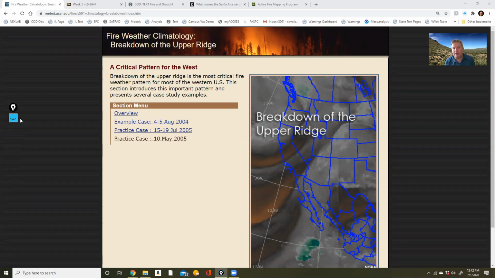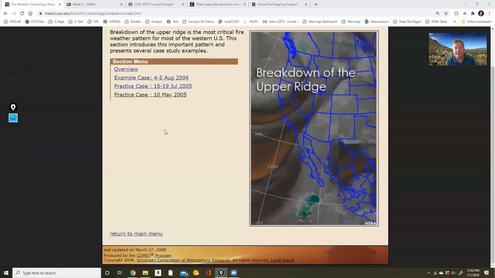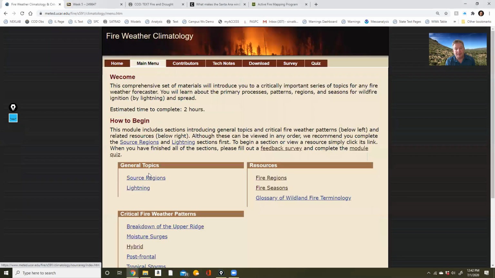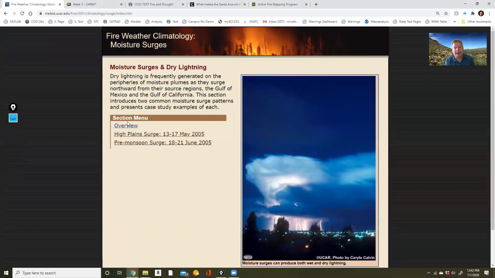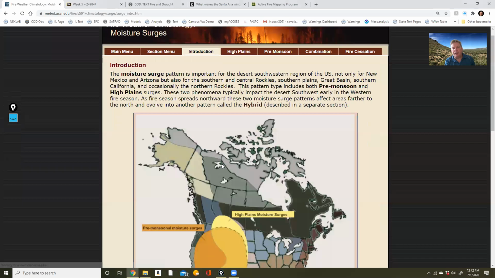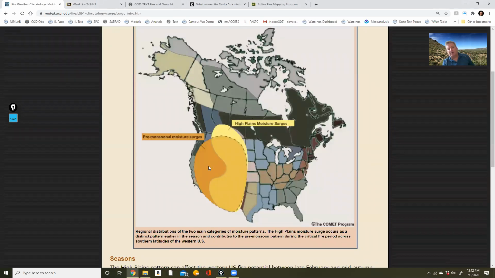And you can go through here. Again, I'm not happy with this. I don't think it's a great scenario, a good module, but whatever. If I go to moisture surges, okay, and here they're going to talk about a couple things, and this is important, this diagram, is that there's two things to know. There's the pre-monsoonal moisture surge, and there's the high plains moisture surge.